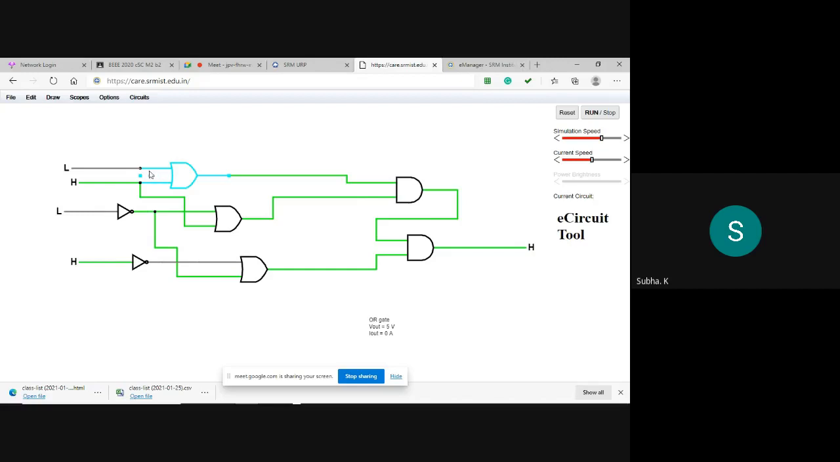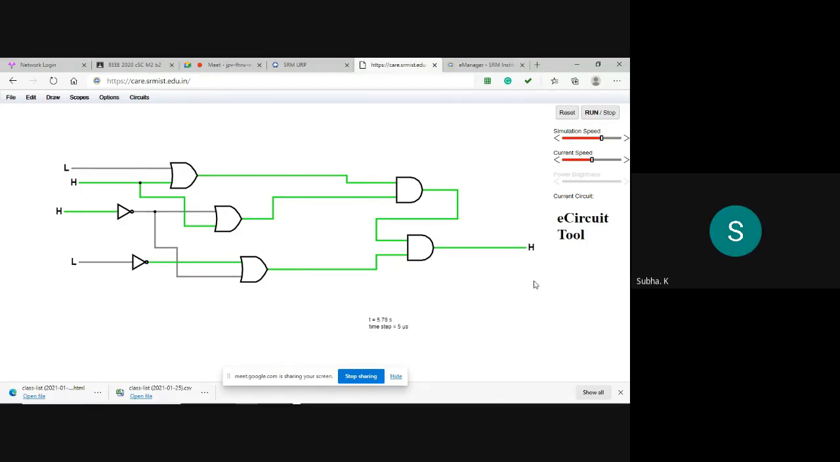Okay. Tell me the answer for the next combination. A is 0, B is high, the remaining are low. So what is the output that I am getting? Low. Okay. Then what is the next combination? 0, 1, 0, 1. So A is low, B is high, C is low, and this one is high. So what is the output that I am getting? High. Okay.